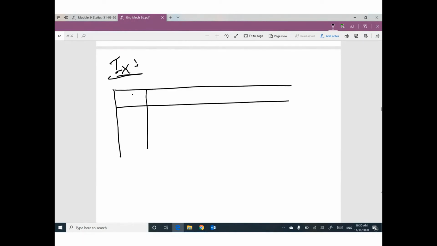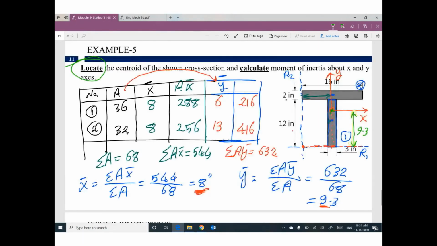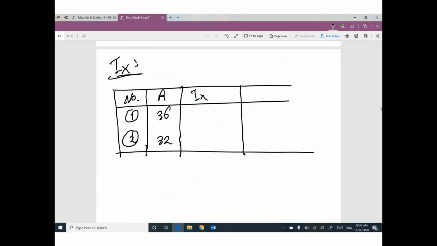Part number 1, number 2. What is the value of area of each part? 36, 32. What is the value of Ix for each part? Okay. For part number 1, I will assume I have the x-axis here at the centroid of part number 1. Parallel to x will be 3, perpendicular to x will be 12 cubed. So 3 times 12 cubed over 12. This value will be 432.